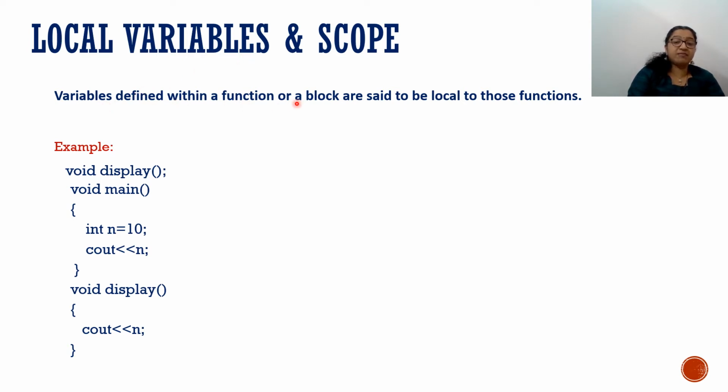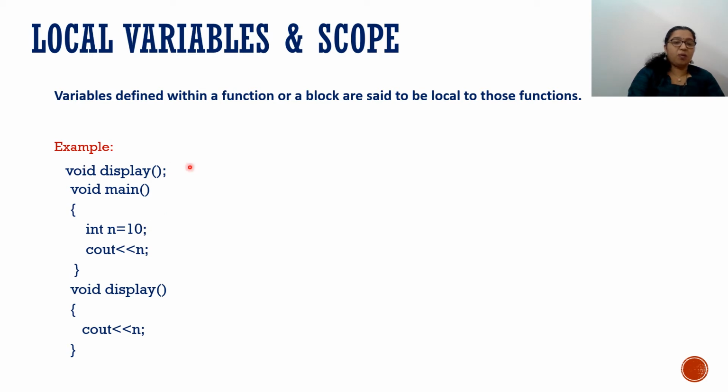Variables defined within a function or a block are said to be local to those functions. Variables declared within a function are said to be local to that function, or the variables declared within a block are said to be local to that block. So those are local variables. Understood? A variable declared inside a function or inside a block is said to be local. I'll show you one simple example.